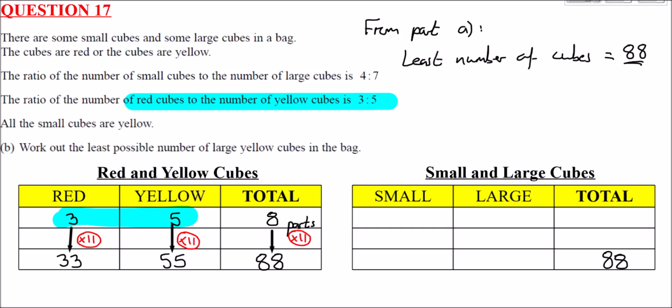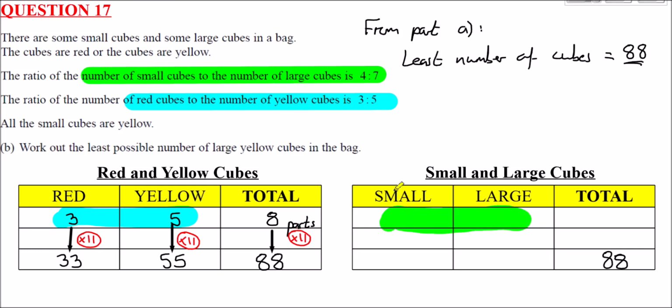Now, in terms of these small and large cubes, this is a separate ratio we had before. We're told here the number of small to the number of large is 4 to 7. So for every 4 small, there's 7 large. 4 plus 7 gives us 11 parts. But again, we know the actual total number of cubes is 88. So to go from 11 to 88, what do I need to multiply by? Well, I can work this out by doing 88 divided by 11, which is 8. So in this ratio table, I need to multiply by 8.